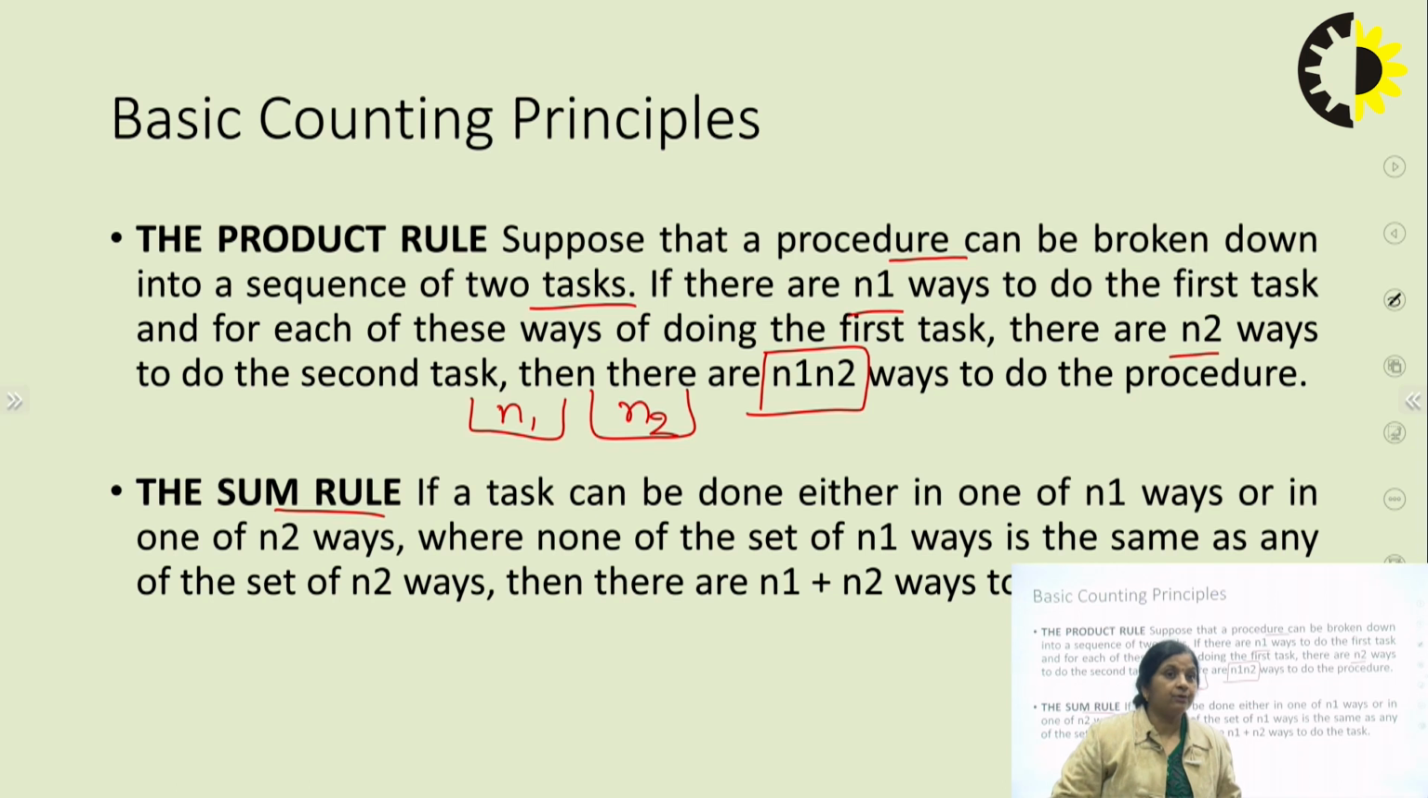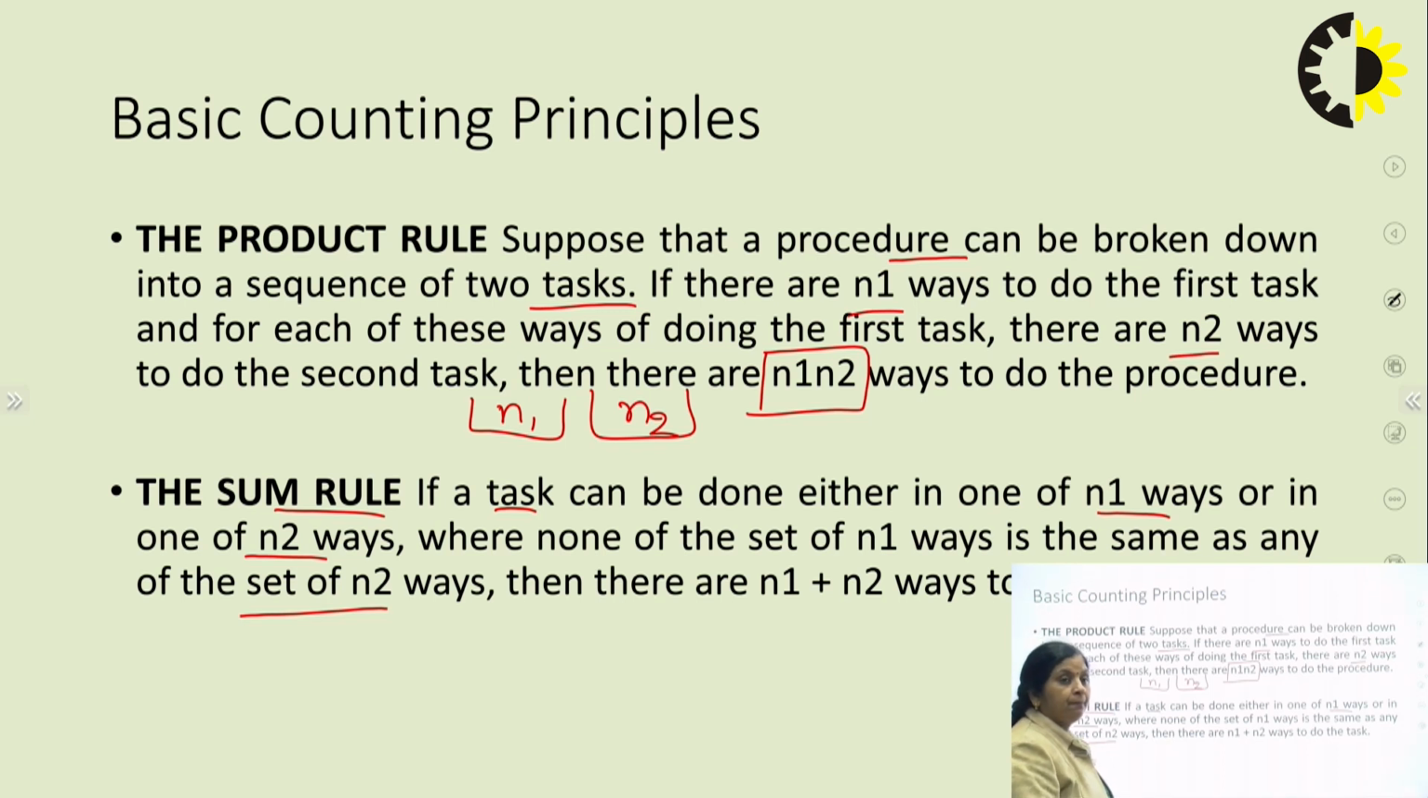The second is the sum rule. Now the scenario is different. We have a task that can be done either in one of n1 ways or in one of n2 ways. So now we have different techniques to do it. The first technique involves n1 ways, and the other involves n2 ways, where none of the set of n1 ways is the same as one of the set of n2 ways. It means all are different. The n1 ways are different from these n2 ways.